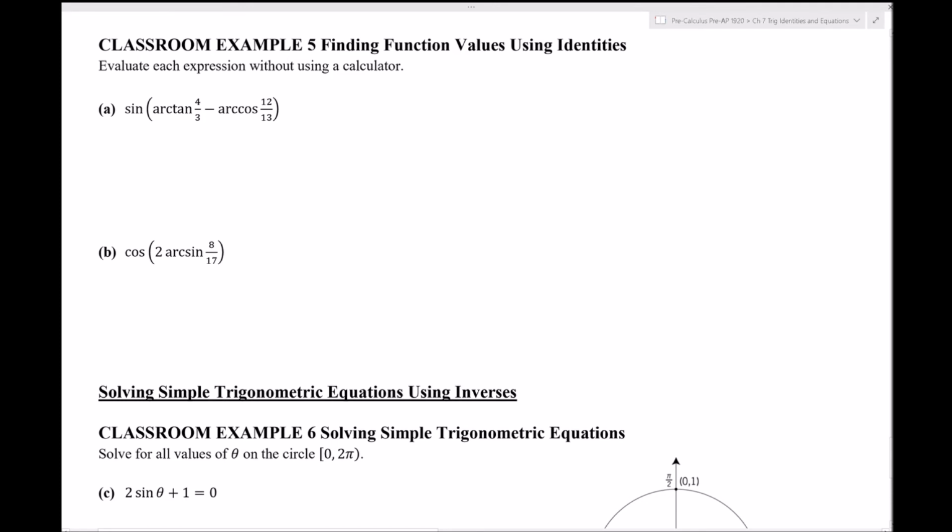And for example 5, evaluate each expression without using a calculator. Letter A, sine of arctangent of 4 over 3 minus arc cosine of 12 over 13. So now it's getting more complicated on the inside. So here's the idea. Everywhere you see an arc or an inverse of a trigonometric function, that's an angle. So I'm going to call this one theta. And maybe I don't want to use theta and another Greek symbol. Maybe I'm going to call this A and this one B. So that way this is sine of A minus B.